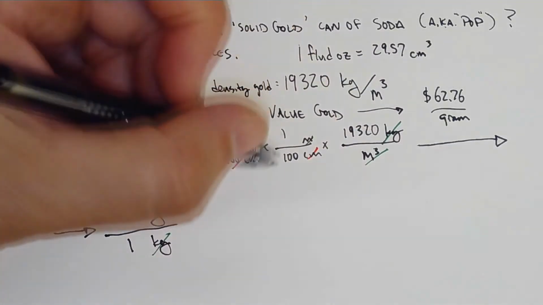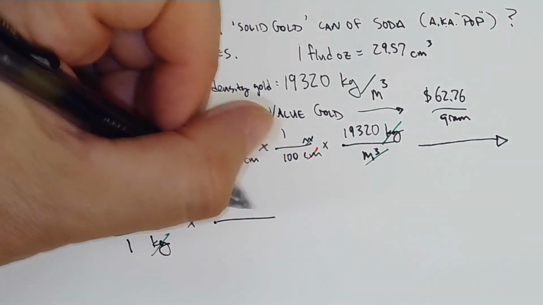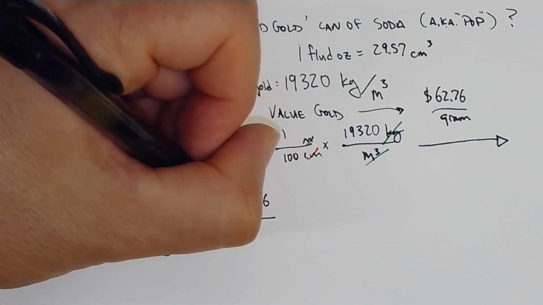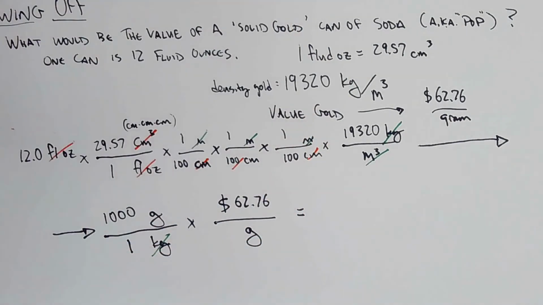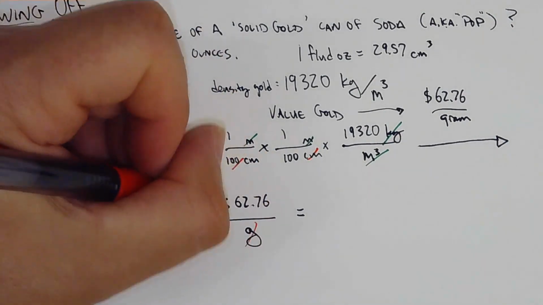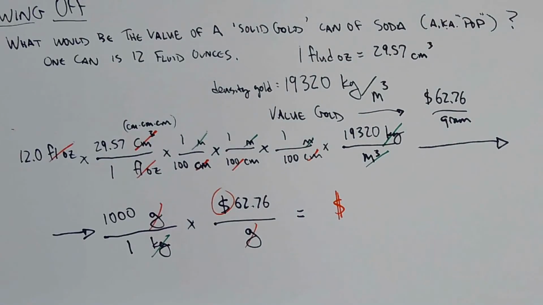And we're on our final step now. We have grams on the bottom of this, dollars on the top of this. Grams cancel with grams, and we're left with dollars. So when we do our calculation, we have dollars as our final value.